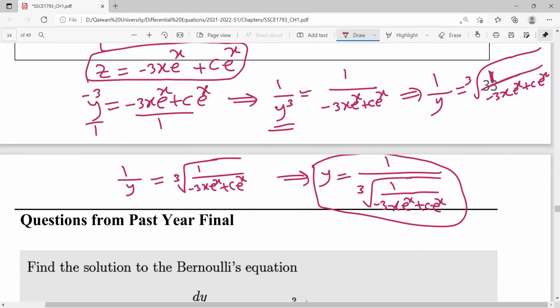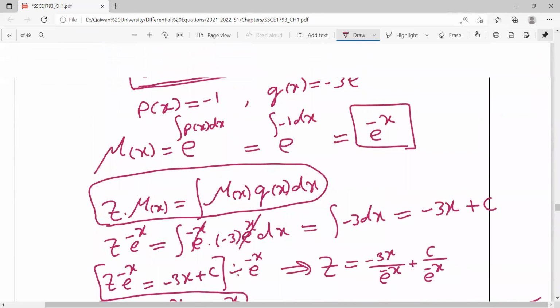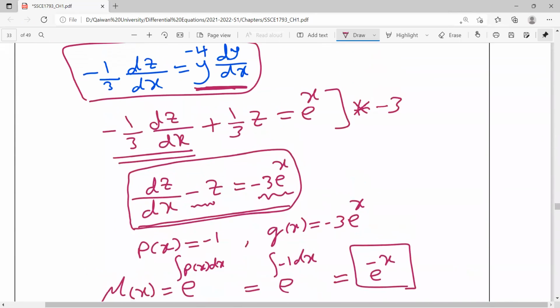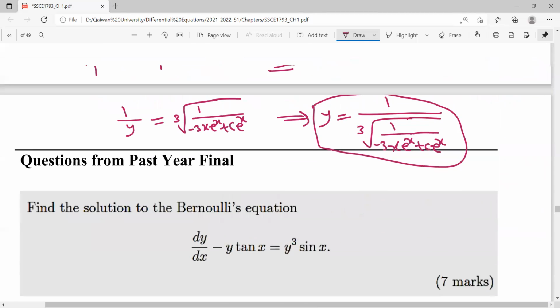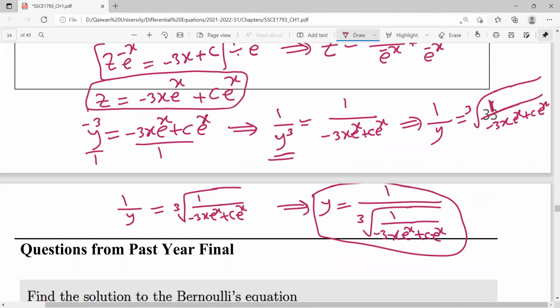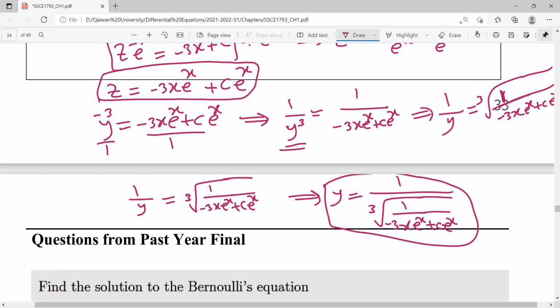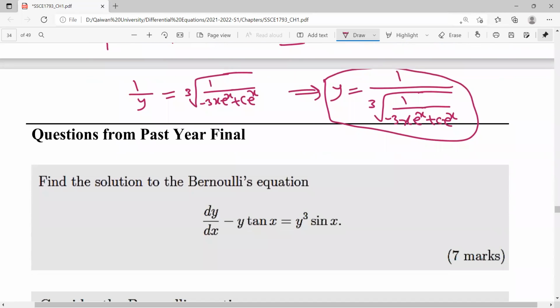We must find the solution for y, not for z. In the substitution, we eliminate y and we have z in it. So the solution will be for z. Then we use the substitution to get y. The substitution is z equals y to the power minus 3. So you replace z by y to the power minus 3, and then you get the solution for y. This is for Bernoulli differential equation.